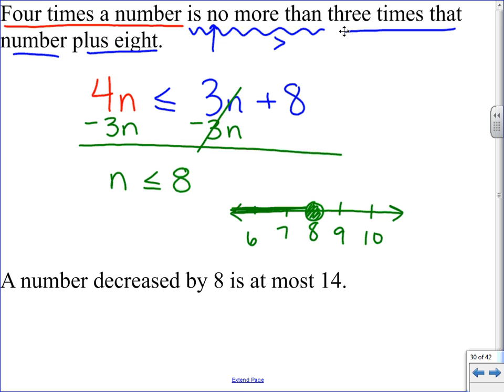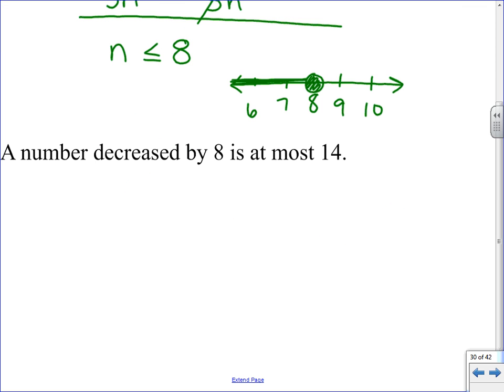Second example, a number decreased by 8 is at most 14. We have to remember all the way back to chapter 3, a number decreased by 8, that's going to mean subtraction. A number decreased by 8 is at most. You might want to look at the notes that you took. If it is at most, that means it's either going to be less than or equal to. It is at most 14.